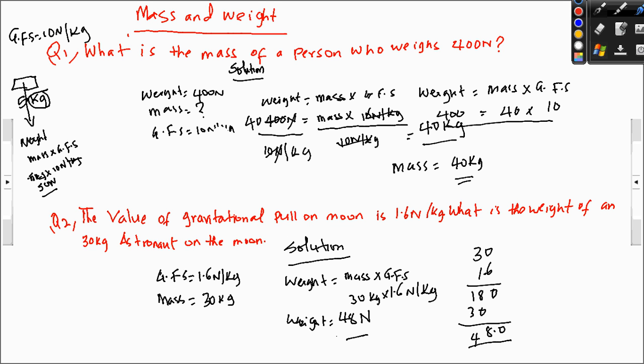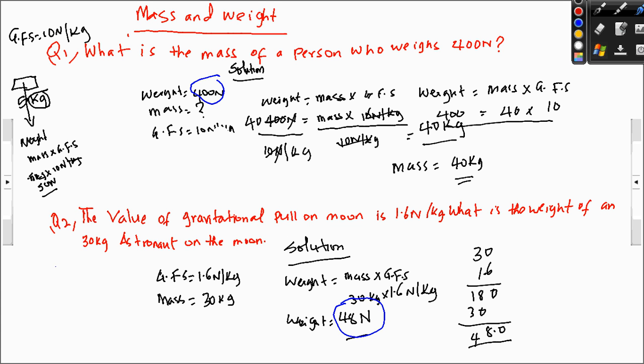We need to know now from here, look at the weight here. Here we have the weight to be 400 Newton, and here we have the weight to be 48 Newton. Okay, now let's find a solution here to explain what I want to say better.